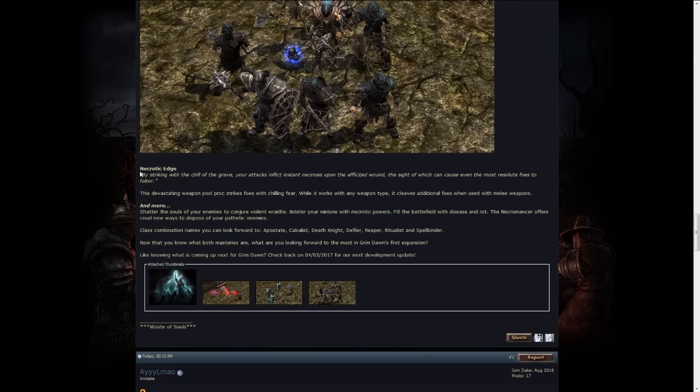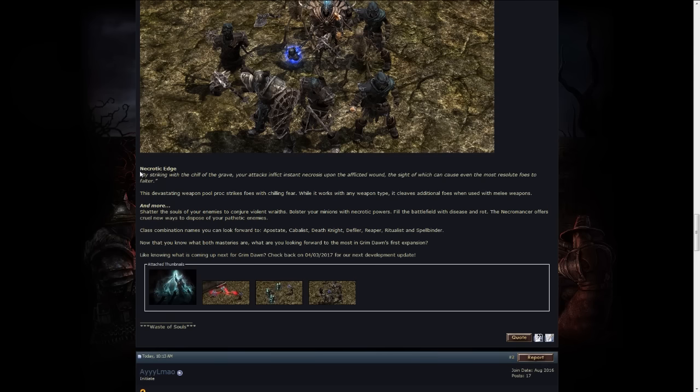So the and more section, "Shatter the souls of your enemies to conjure violent wraiths." That's basically the proc off of Necromancer's Death Grips. "Bolster your minions with necrotic powers." Hence why I think necrotic edges like Ascandra's. "Fill the battlefield with disease and rot." It's the poison thing. Probably going to get some sort of poison AoE. "Necromancer offers cruel new ways to dispose of your pathetic enemies."